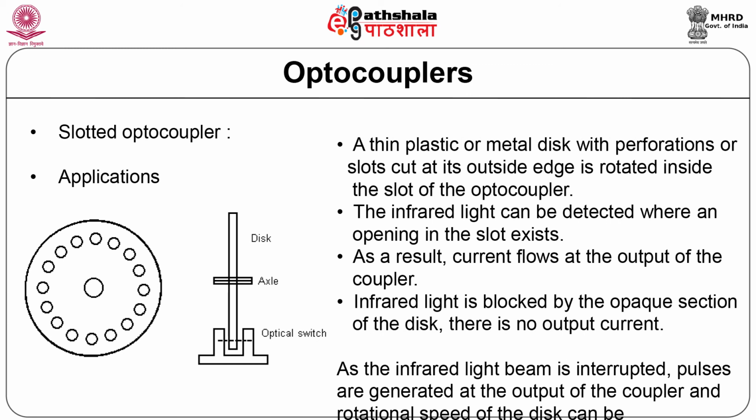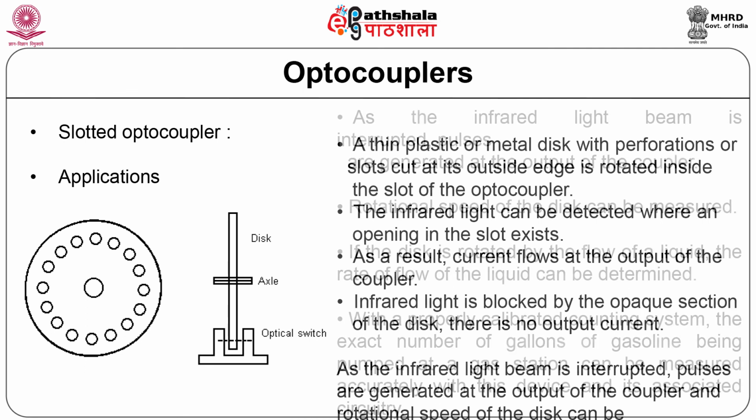When a thin plastic or metal disc with perforations or slots cut at its outside edge is rotated inside the slot of the optocoupler, the infrared light can be detected where an opening in the slot exists. As a result, current flows at the output of the coupler. When the infrared light is blocked by the opaque section of the disc, there is no output current.